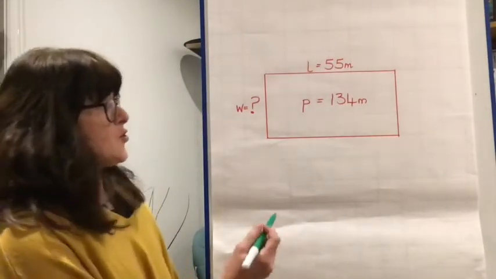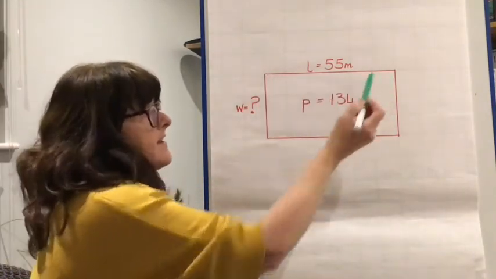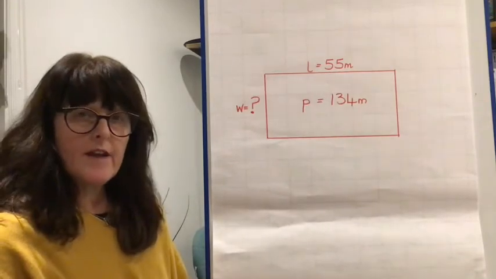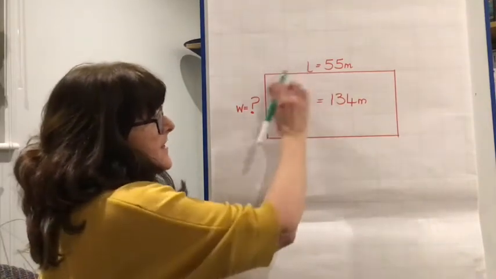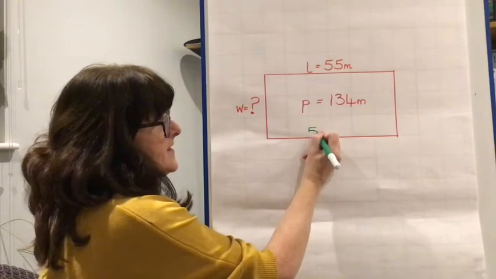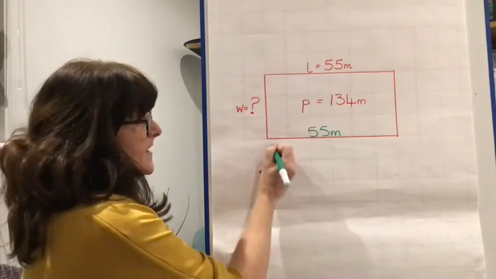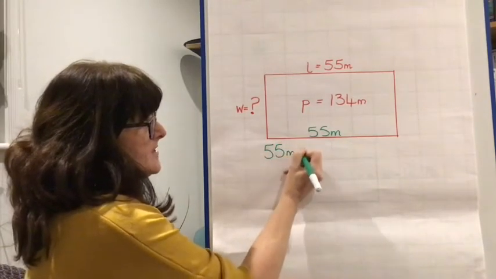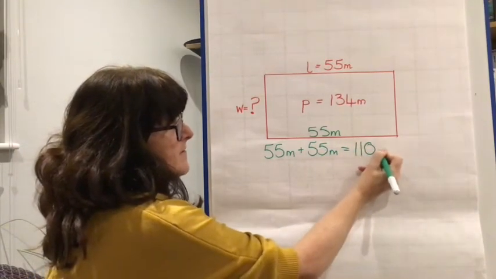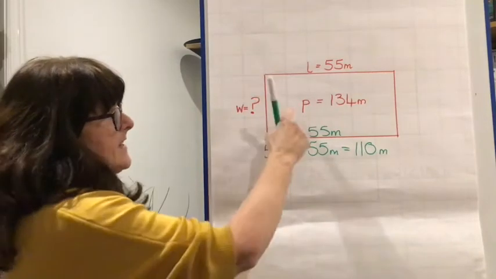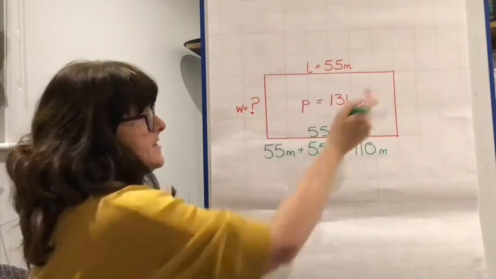Now, what if you're told the perimeter of a rectangle and the length of one side? How would you calculate the width? Well, let's write in what we know. If that side's 55 metres, then this side must also be 55 metres. So first of all, we could add these two edges together, which would equal 110 metres. So I now know that the total perimeter, take away these two sides, would tell me these two sides.